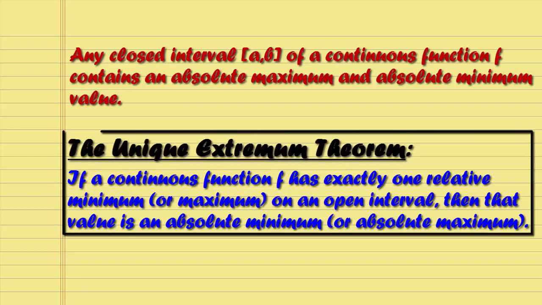It says that if a continuous function f has exactly one relative minimum on an interval, then that value is an absolute minimum. If f has exactly one relative maximum, then it is an absolute maximum. This simple and intuitive theorem is important in applications.